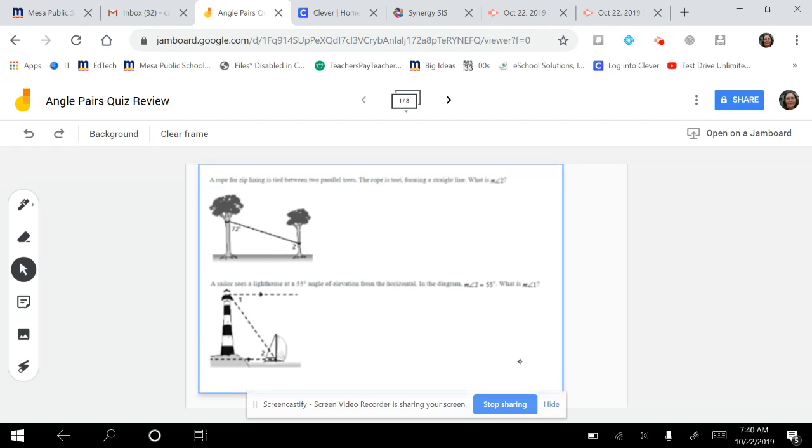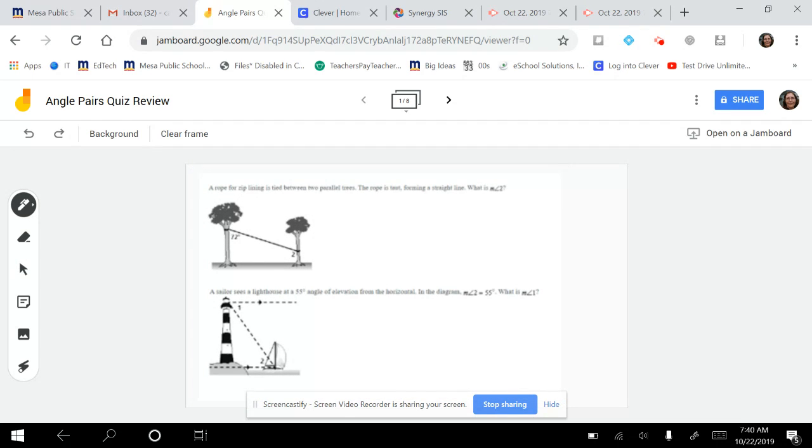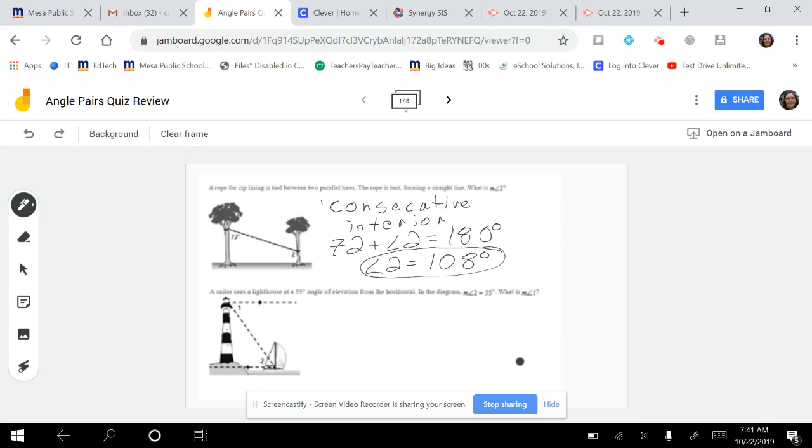So if we look at those two angles, they are inside, so they are consecutive interior angles because they are on the same side inside. So we're going to add those two together. So 72 plus the measure of angle 2 is equal to 180. So we subtract 72 from 180, and we get 108. So the measure of angle 2 is 108 degrees.